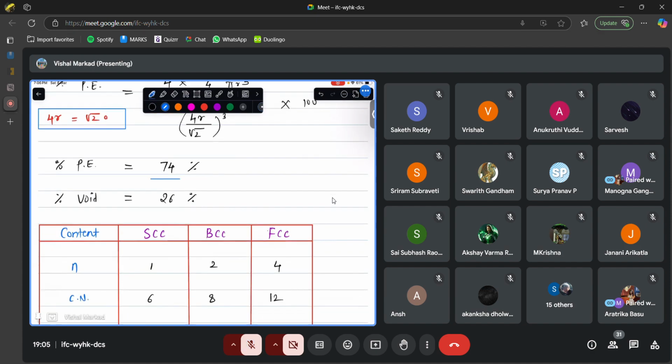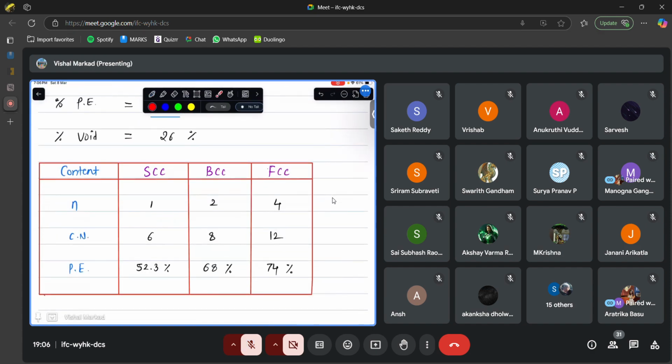Now look at here, all I have written here. When we have SCC, BCC, FCC, only these 3 we have initially. What is the n value? N is the number of atoms. How many atoms are present in SCC? 1. In BCC? 2. And in FCC? 4. That I have written. Now coordination number, at this moment you just remember this one. The coordination number in SCC is 6, in BCC it is 8, and in FCC it is 12. We'll study that later, because it will take a lot of time.